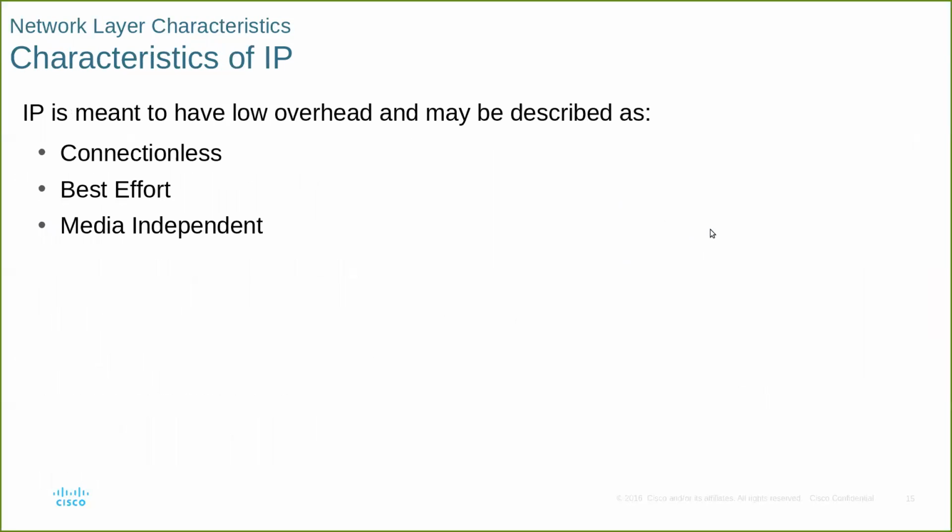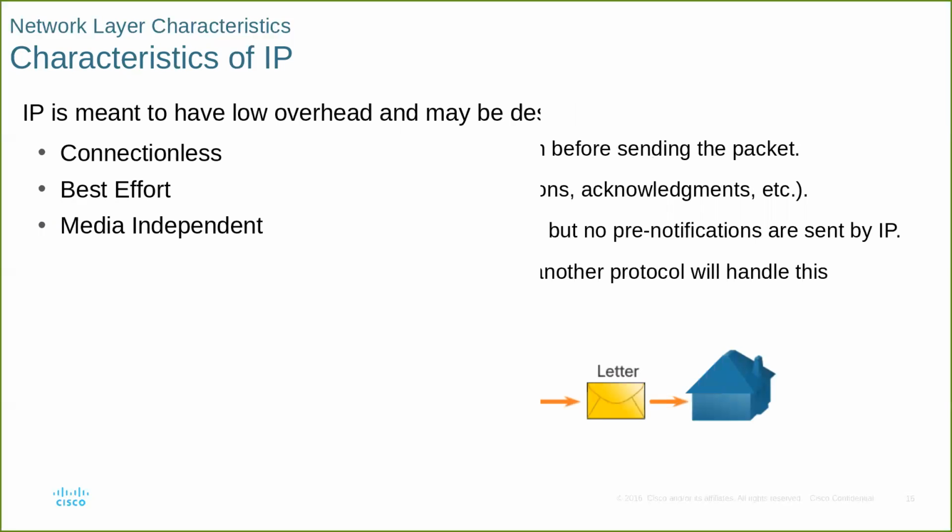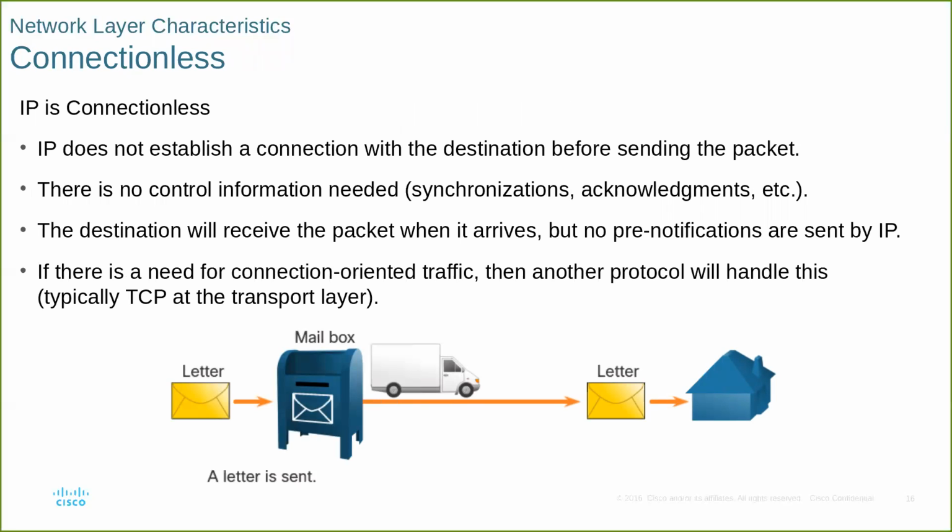The characteristics of IP: IP is connectionless, best effort, and media independent. These are the characteristics of IP. So we look at them one by one. What do we mean by connectionless? It is connectionless because it does not establish a connection with the destination before sending data. That means it does not establish a connection with the destination before it starts sending the data, and there is no control needed. The destination will receive the packet when it arrives, but with no pre-notification. That means it's not going to alert the destination before sending that data.